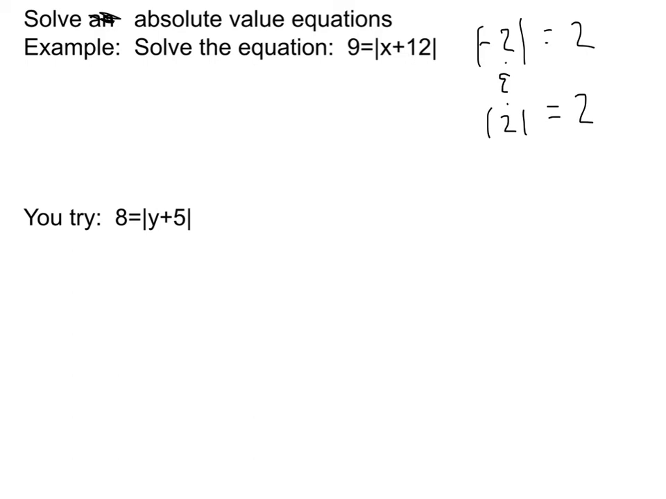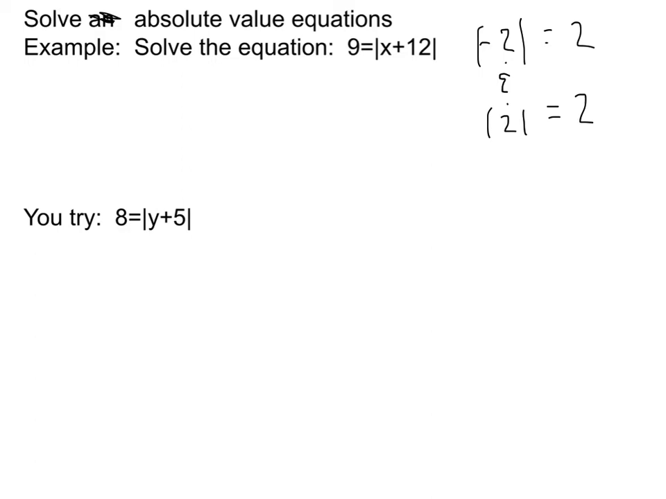Okay, so we have a positive and a negative that are both equal to that positive value. So one way you can think of it is, right now if we worked our way on the outside, we're trying to find the absolute value of something, this x plus 12, is equal to 9. Well, what are the two things that it could be?